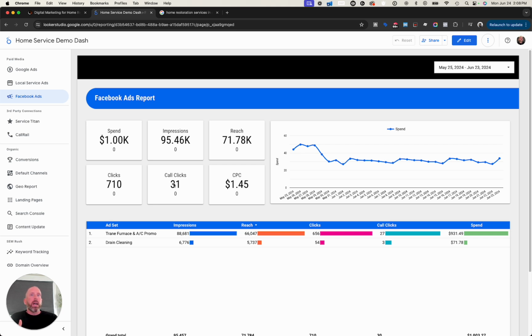Now, this is a visual ad. So this is you out there running a visual ad showing an advertisement to your customers and what services you're going to provide and how you can help them. And it's more of a brand builder. It's going to get you in front of them. It's going to get you a lot more impressions. You can see we have almost 100,000 impressions for $1,000 here. We reached 71,000 unique people and we had 710 clicks.